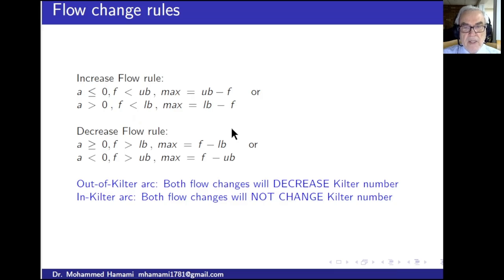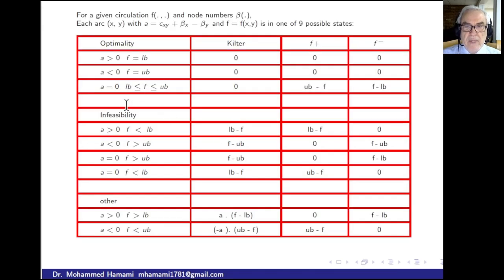So let me go back to here. I want to emphasize this point. If I have an arc in Kilter, it means the Kilter number is 0. Look at the flow change. We only change it if F is strictly less than UB or F is greater than UB. So we will still stay between LB and UB given this maximum. And for these two, we don't change the flow. So an arc in Kilter would stay in Kilter throughout the algorithm. Okay, that's important.